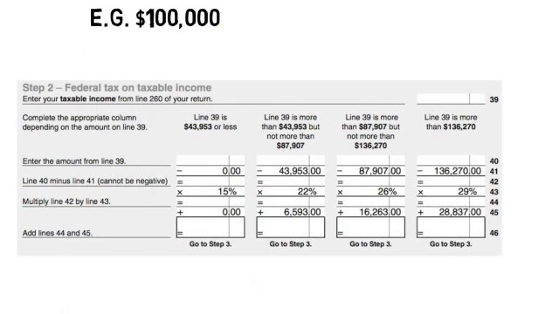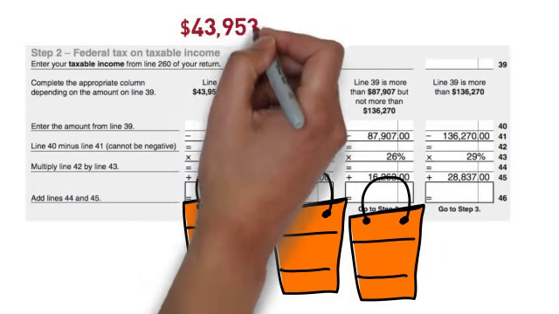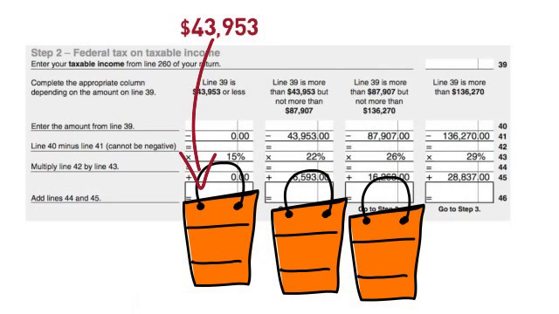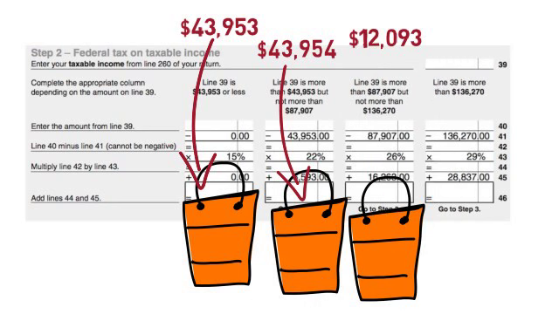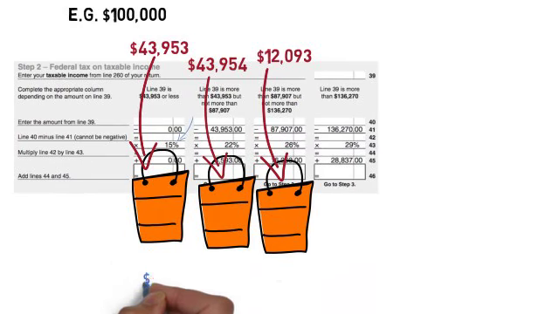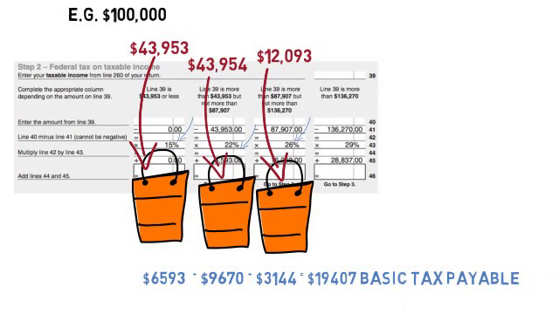Imagine your taxable income of, say, $100,000 being placed in buckets. In 2014, the first bucket took $43,953 to fill it. The second bucket took $43,954, and the third bucket takes what you have left, $12,093. For every dollar in the first bucket, you owe 15 cents in tax. That comes to $6,593. For every dollar in the second bucket, you owe 22 cents. That's $9,670. And then for every dollar in the third bucket, you owe 26 cents, or $3,144. Altogether, you owe $19,407 in federal taxes.